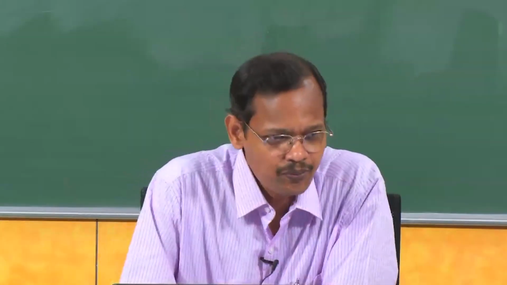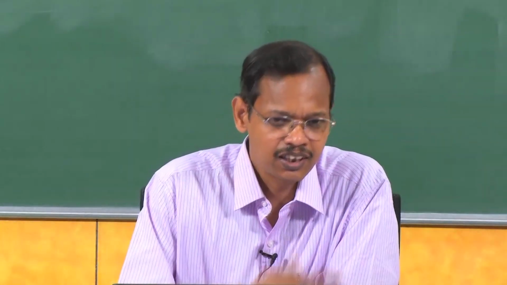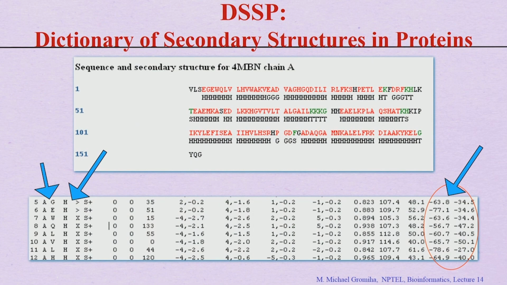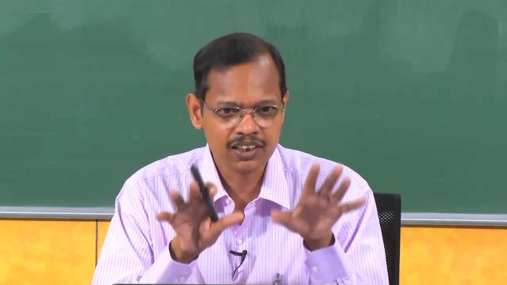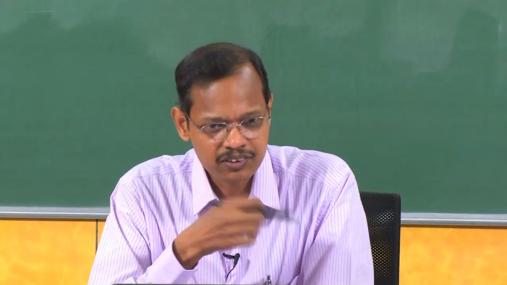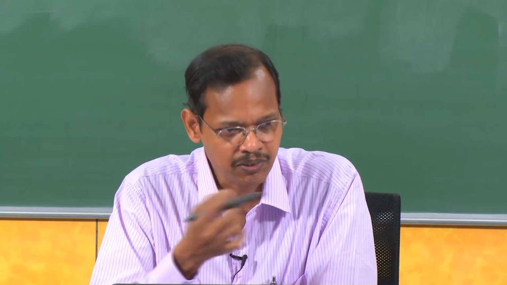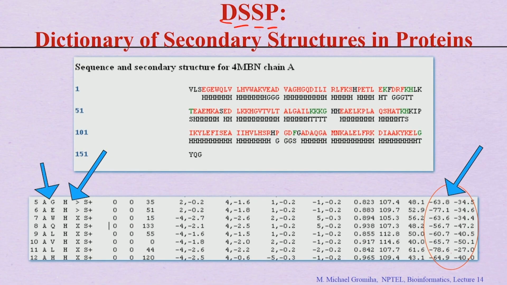So, in 1983 Kabsch and Sander developed a program called DSSP, the Dictionary of Secondary Structure of Proteins, to analyze the known 3D structures. Here they are not doing any prediction; they are taking the real structures from the Protein Data Bank, and they check the hydrogen bonding pattern, and then they use the dihedral angles.